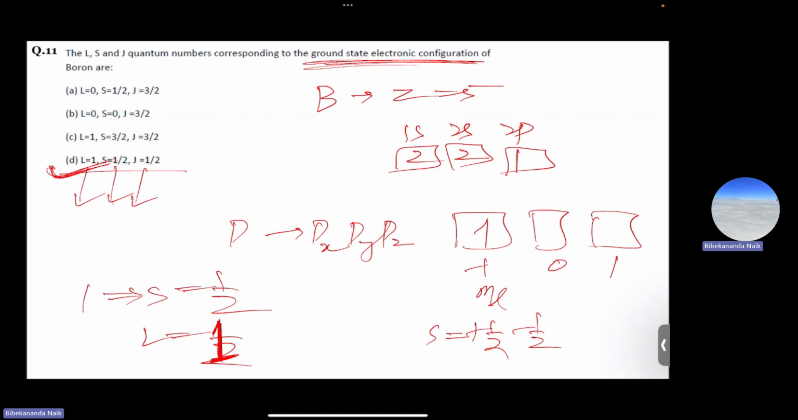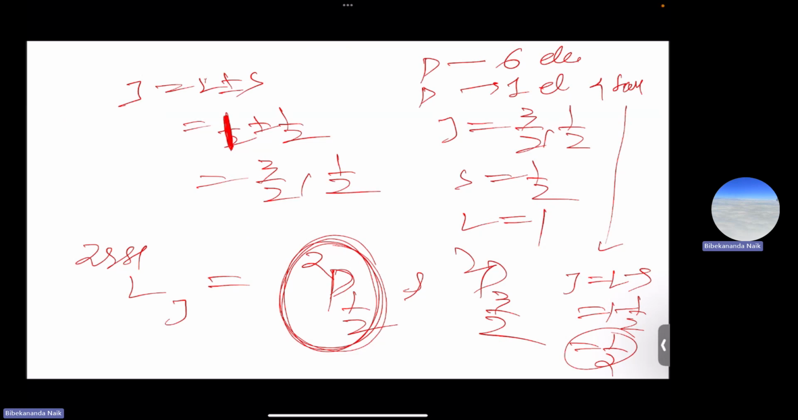So here, considering J, J will be L plus or minus S. So 1 plus or minus half: 1 plus half is 3 by 2, 1 minus half is half. So the levels are 2p half and 2p 3 by 2. But out of these two, which one will be the ground state? Because if you consider Hund's rule, according to this rule, if an orbital is less than half filled, then the ground state corresponds to the lowest J value. If the orbital is more than half filled, the ground state corresponds to the highest J value. So since it is less than half filled, the ground state will be J equal to L minus S, which is 1 minus half, that is half. So the ground state is 2p half.